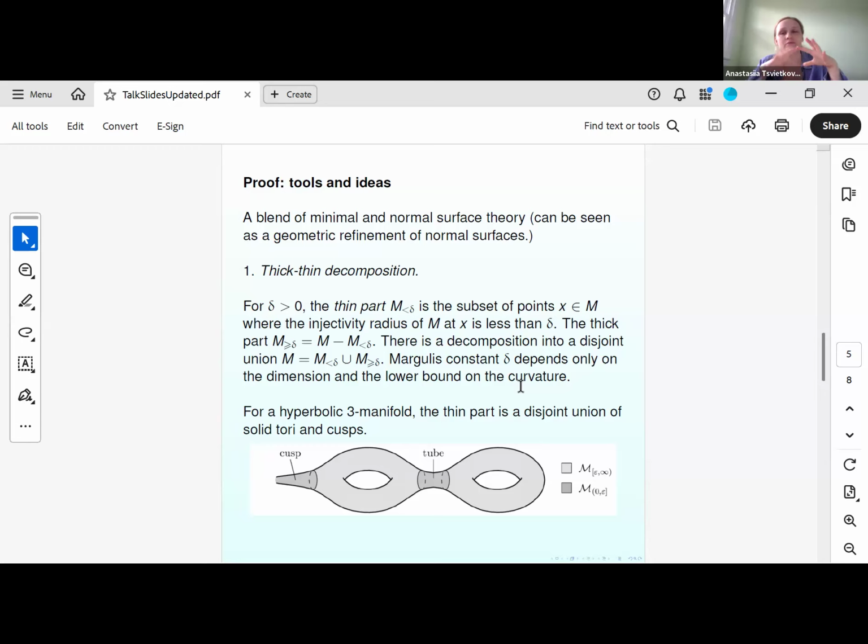And of course, when we talk about this, if it's a cusped manifold, we have to talk about the thin-thick decomposition first. We have to decompose the manifold into thin and thick parts, and all this beautiful blend of normal and minimal surface theory will happen in the thick part. And then you have to think about the thin part separately. So this is in a joint paper with Marc Lackenby, and a big part of it develops this technique where you refine normal surfaces using differential geometry.